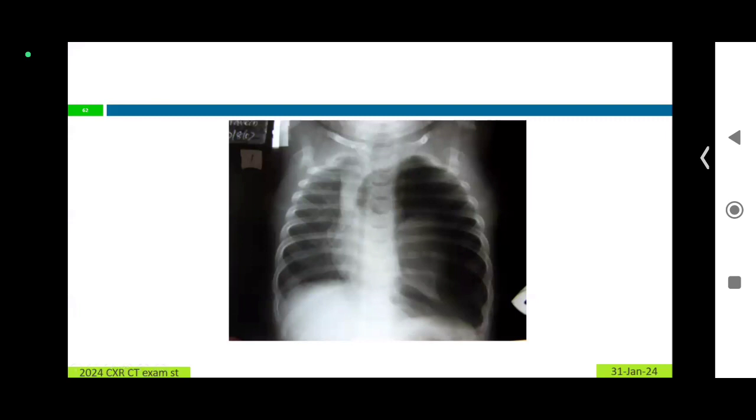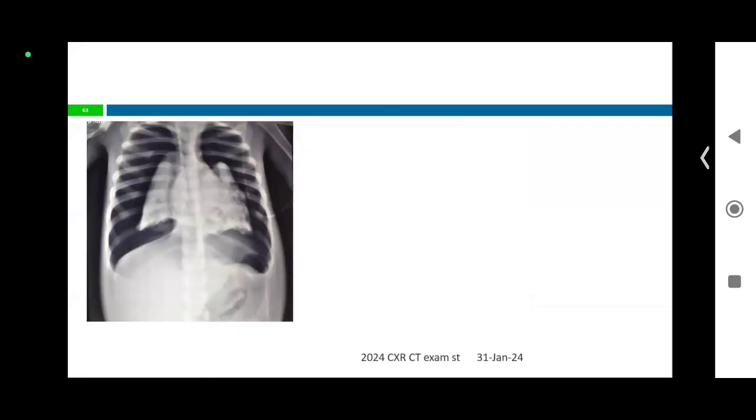Pneumothorax. This is a tension pneumothorax. You see the dome of the diaphragm well down, mediastinal shift, jet black like what you see outside the chest in the X-ray. So this is air in the pleural cavity. This is a tension pneumothorax.